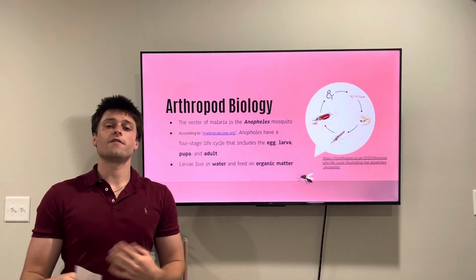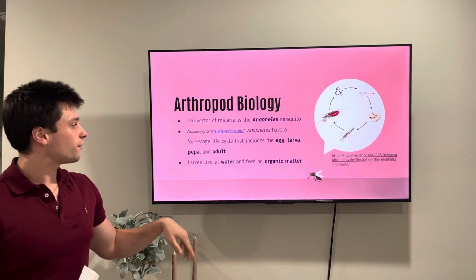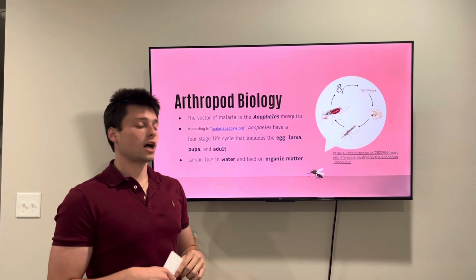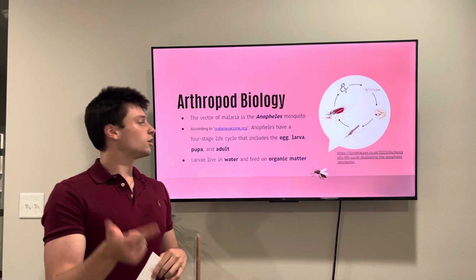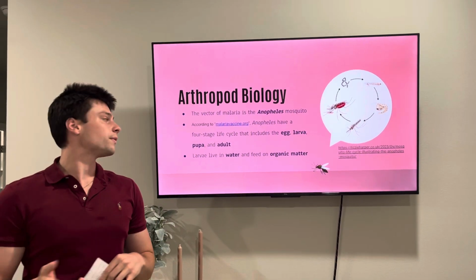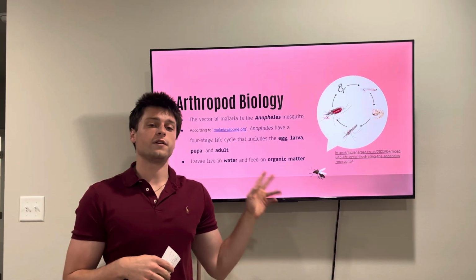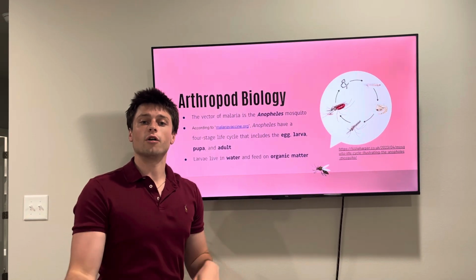Now, with the biology of this organism, the vector of the malaria is the Anopheles mosquito, which according to malariavaccine.org, the Anopheles have a 4-stage life cycle that includes the egg, the larva, the pupa, and the adult. Now, larvae live in water and feed on the organic matter, which is good to know for later.